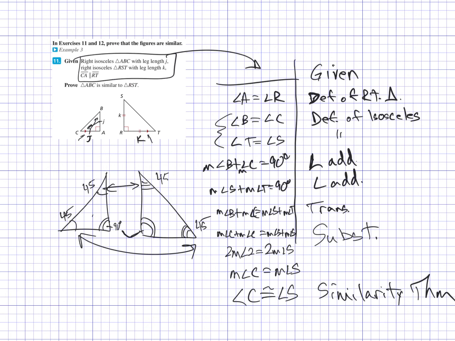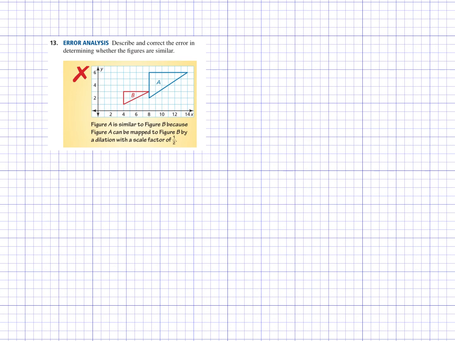All right, now what did they do wrong here? Describe and correct the error. Determine whether the figures are similar. Okay, they said figure A is similar to figure B because figure A can be mapped to figure B by dilation with a scale factor of 1/2. Well, A to B, let's do this point right here, these 2 points. So 8, 6, if we take half of that, then A prime should be at 4, 3. And it is.